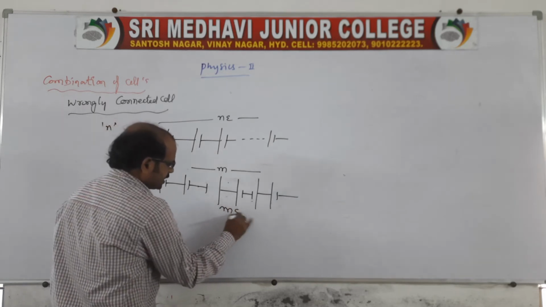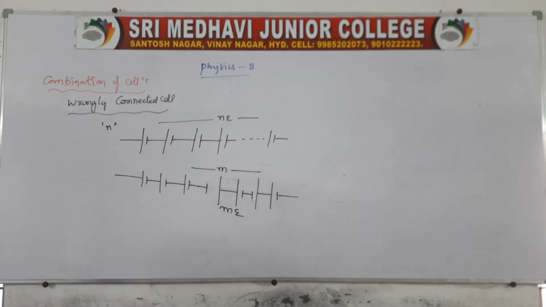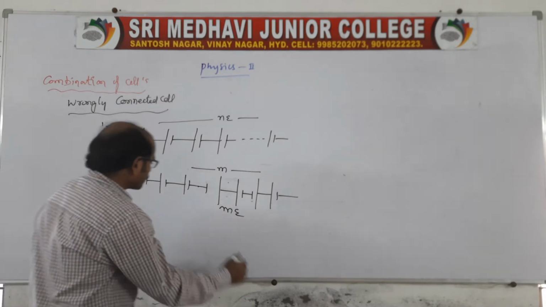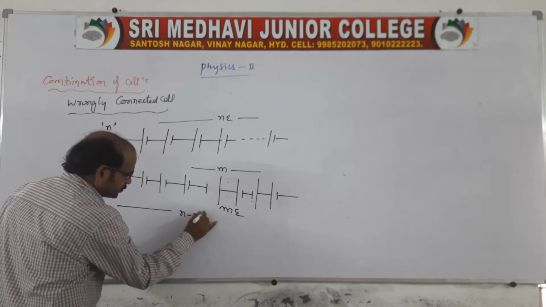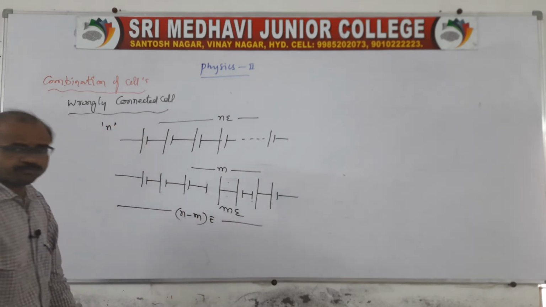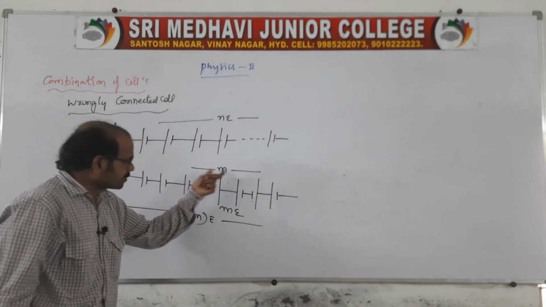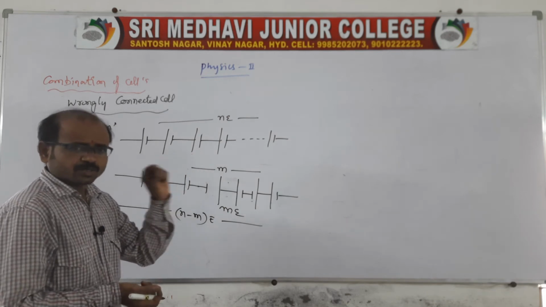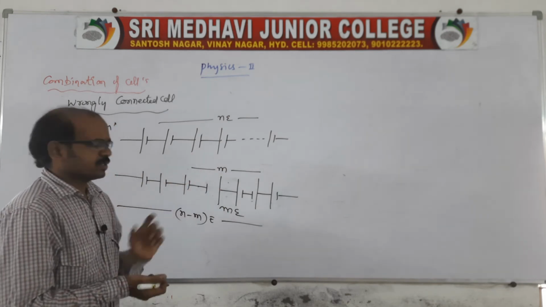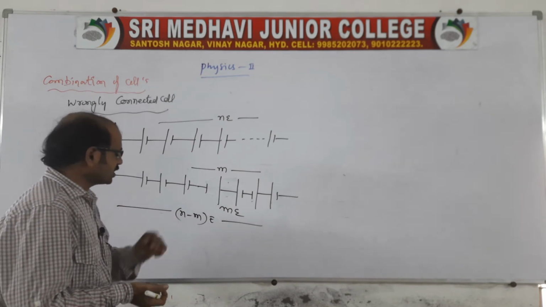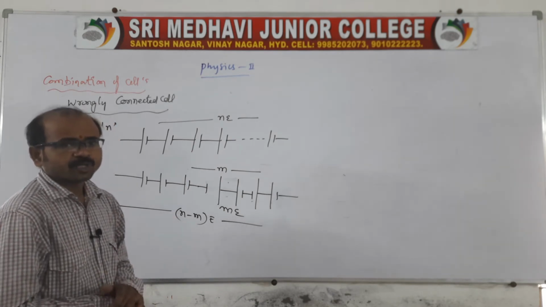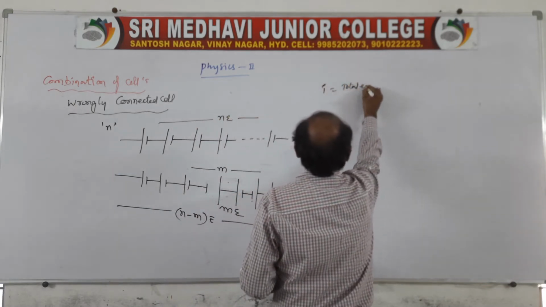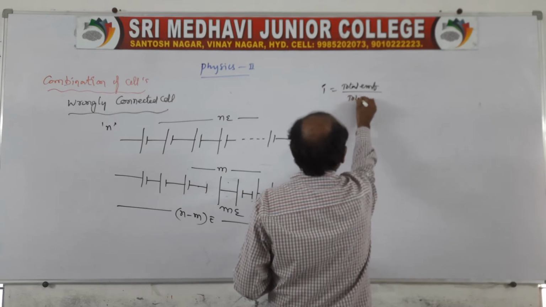For this, what happens? Because m number of cells are connected wrongly, the total EMF will be (n minus m) into E. Out of n, m are connected wrong, so you subtract whatever number is connected wrong from the total, and we get (n minus m) into E. Now here we need to find I, which is equal to total EMF by total resistance.